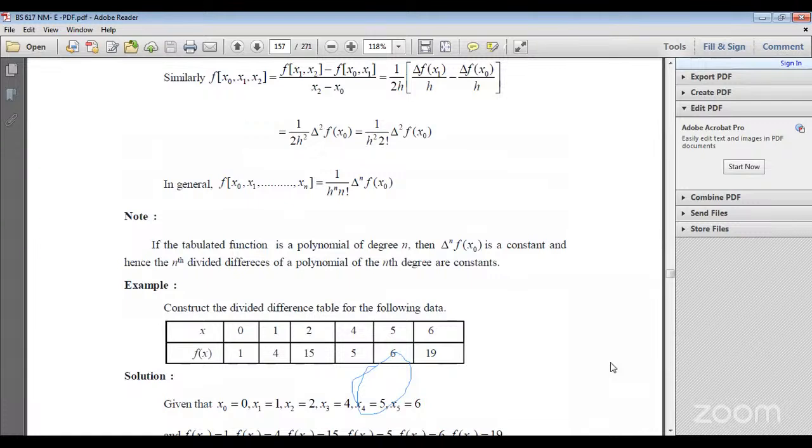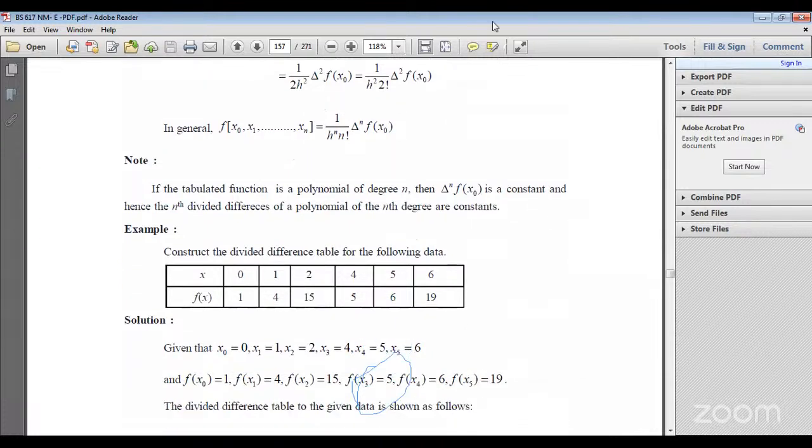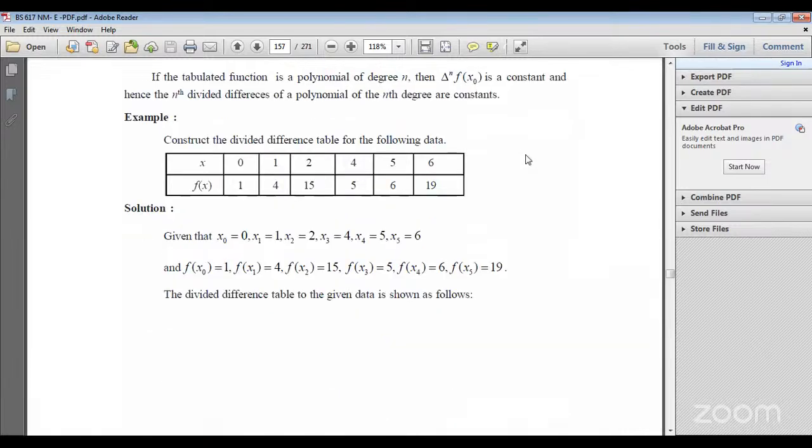Construct the divided difference table for the given data. Here x is 0, 1, 2, 4, 5, 6 and f of x is 1, 14, 15, 5, 6, 19. So x0 is 0, x1 is 1, x2 is 2, x3 is 4, x4 is 5, x5 is 6, and f of x0 is 1, f of x1 is 14, f of x2 is 15, f of x3 is 5, f of x4 is 6, f of x5 is 19. So I am taking these values here.